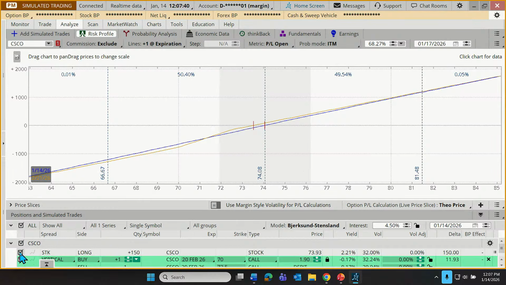That's because as we go to the Risk Profile tool, we have Cisco as the symbol that we're going to be analyzing today. But we have another trade already in place. In this account, there's an example long stock position of 150 shares of Cisco. And so this profit and loss chart is showing us the vertical spread that we're considering, but also the shares that are held.